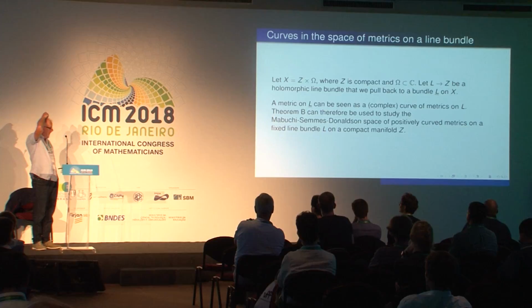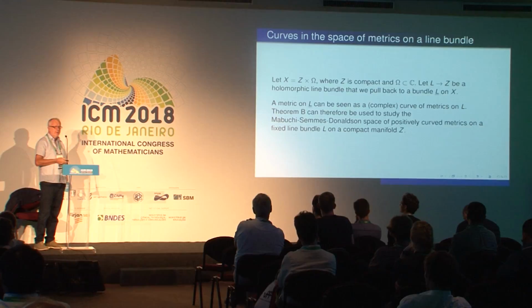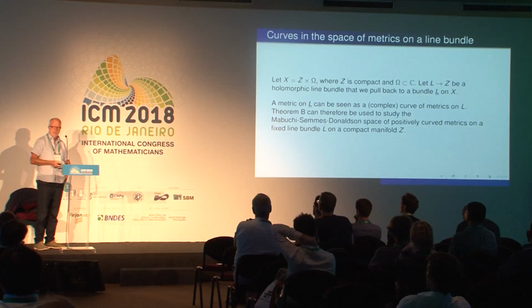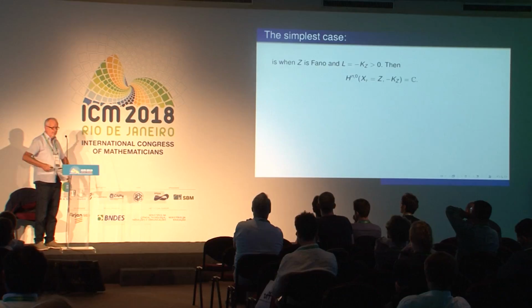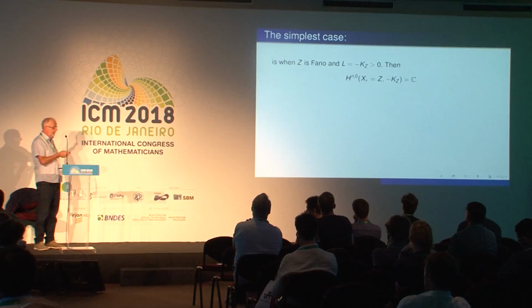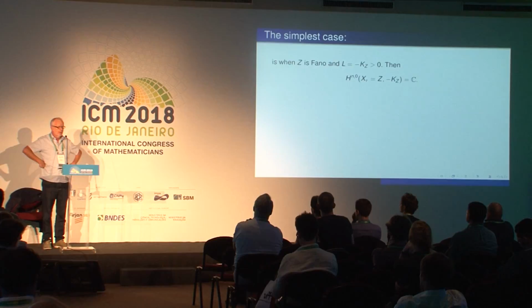So that is the space, the Mabuchi space, studied by Mabuchi, Semmes, and Donaldson, and many, many others, of positively curved metrics on L on a fixed manifold. You can look at the variations of metrics instead of looking at variations of manifold. So I will not go into any details about that, but I give you a simplest case here, which is not so uninteresting, which is actually quite interesting. So the simplest case is when C is Fano.